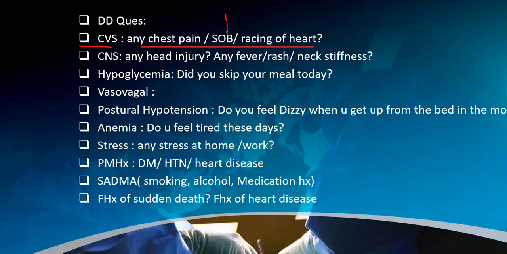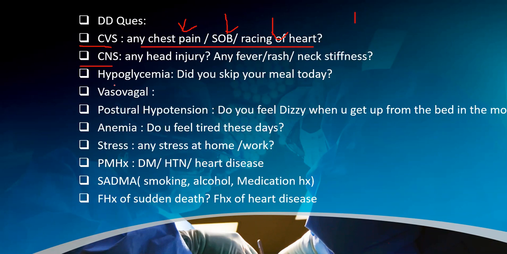So you are already asking shortness of breath, racing of your heart, that's for arrhythmia. Chest pain, shortness of breath, that's for MI. For aortic stenosis, usually the triad of aortic stenosis is feeling chest tightness, shortness of breath, and syncope. These are the triad of aortic stenosis. So you already asked that also. So all CVS questions usually fall in three or four questions. So any chest pain, shortness of breath, racing of your heart.